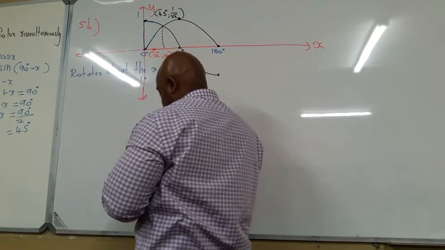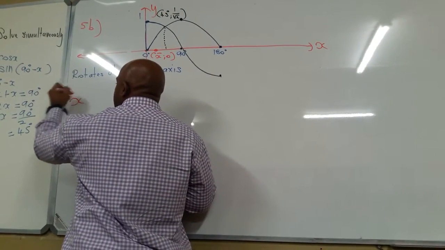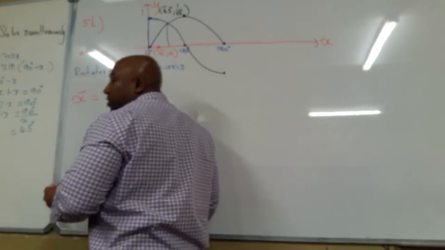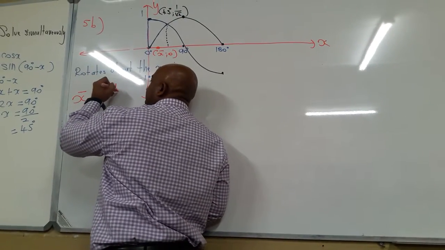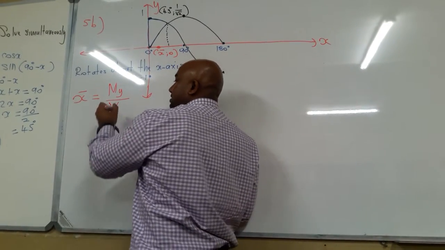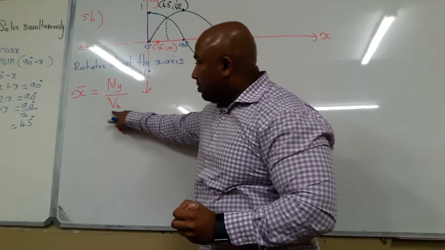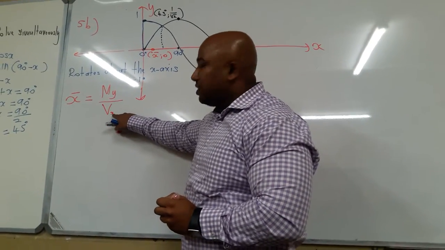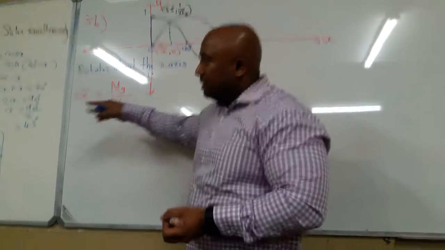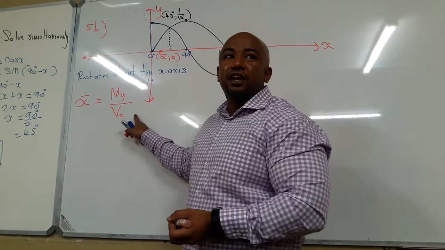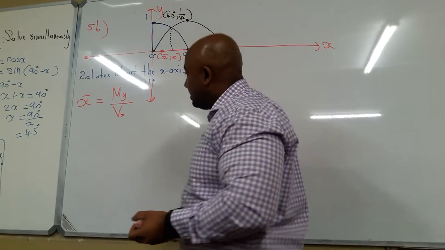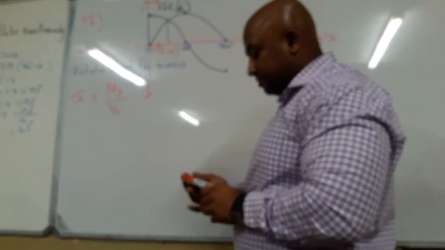So now, your center of gravity, we are looking for x. So how do we find x? We take moments about the y-axis, so that's going to be My over the volume Vx. How did I know that I have to write down x here? Did I work it out? No, that's part of the question. It rotates about the x-axis, so it's Vx. If it says rotates about the y-axis, it will be Vy.